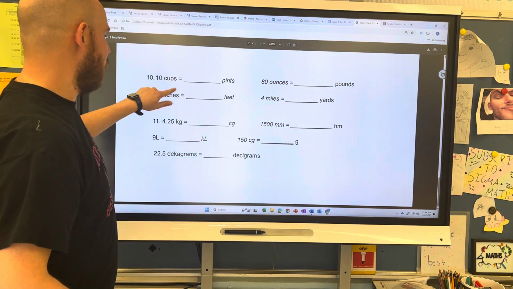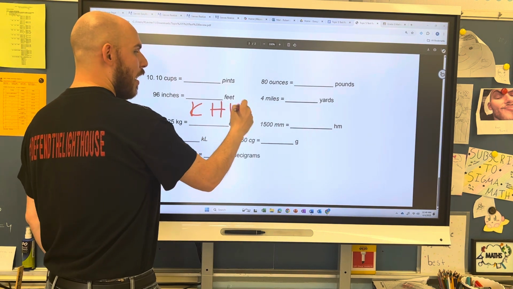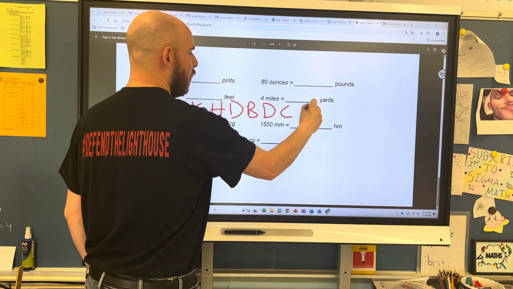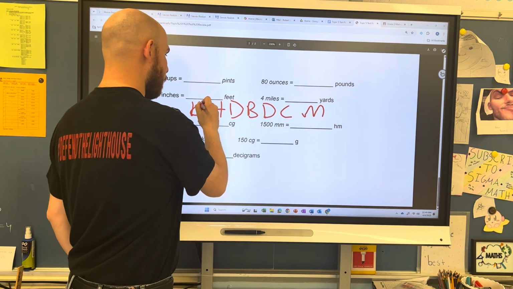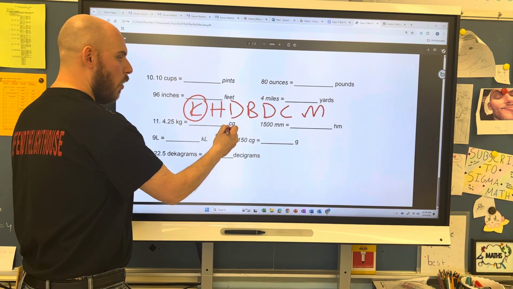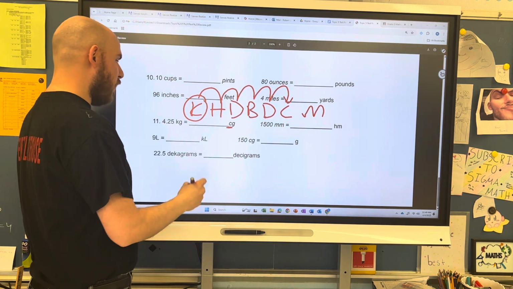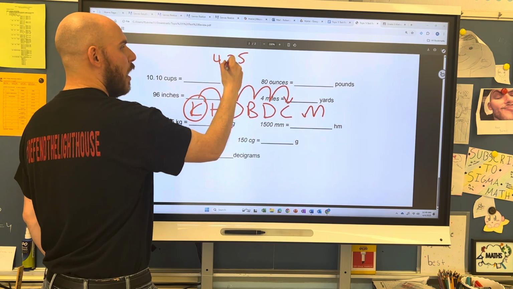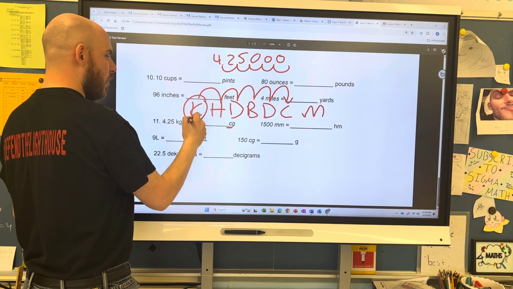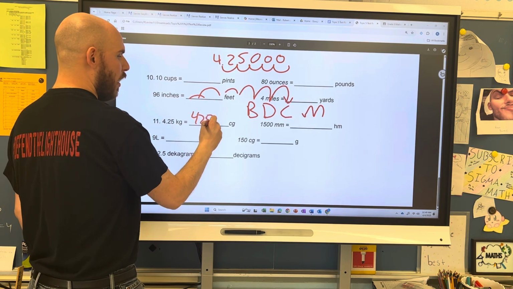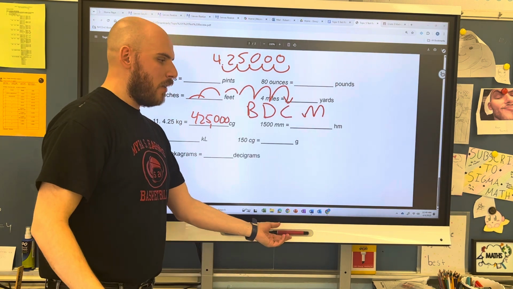And the last one, we need the metric system. So King Henry died by drinking chocolate milk. So 4.25 kilograms, I'm going to start at kilograms and I'm going all the way to centigrams. So 1, 2, 3, 4, 5. That means I'm going to do 4.25 and move it over 5 spaces. 0, 0, 0. So my answer is 425,000. You basically use that method to solve any of these metric system questions.